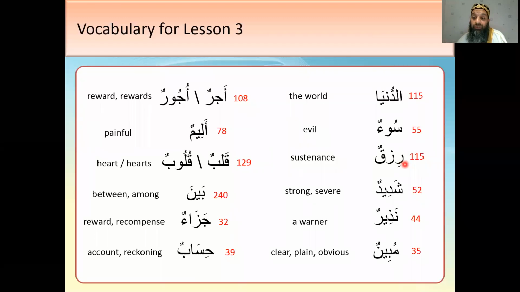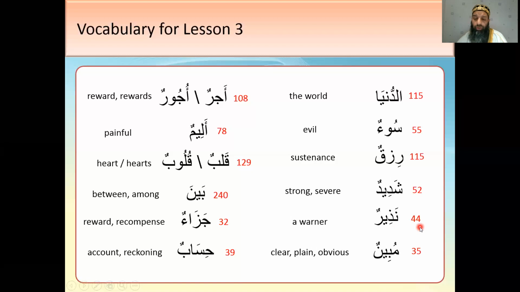Right? 115 times. Shadid. And this is one of those words that is shadid. Shadid, strong, severe. When I say it like that, shadid, so you can remember it. Okay? Shadid is strong, severe. Maybe adhabun shadidun in the Quran.